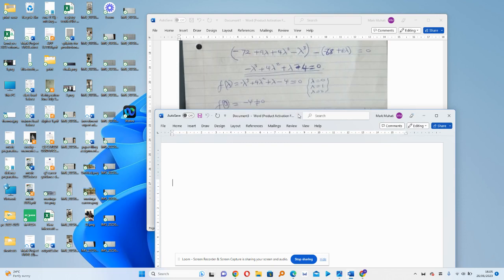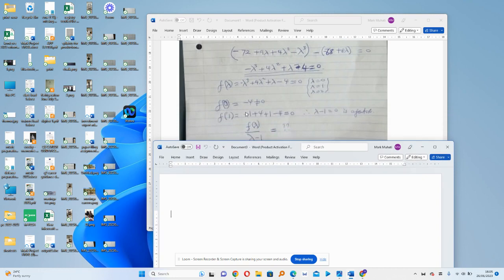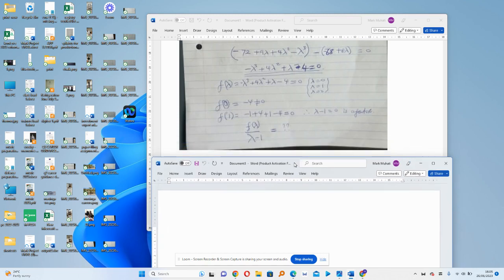When we try out 0, in this equation, when you put 0 for lambda, you get negative 4, which is actually not equal to 0. So, of course, that is not a solution. When we try out 1, you get negative 1, positive 4, positive 1, and negative 4, which actually give us 0. That tells you that lambda minus 1 is a factor. From where we do our long division.